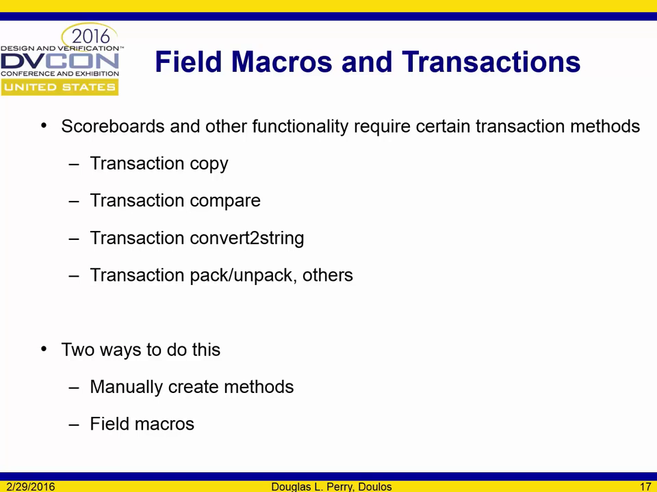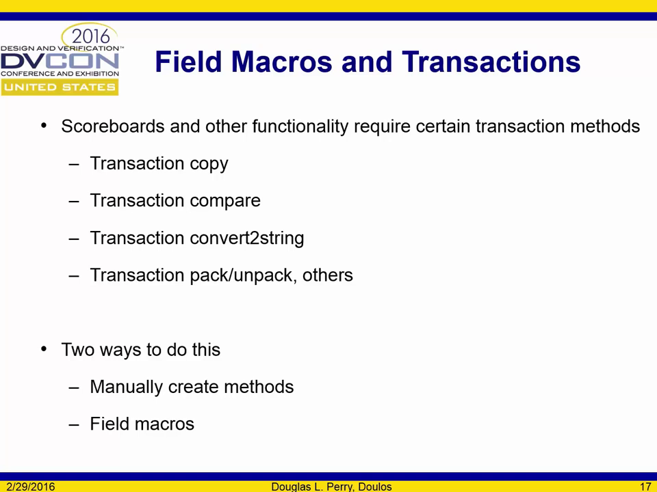So you need a copy basically to just copy the data, because a lot of the transactions and stuff are references. They're references to objects, which of course, if you're mucking around with the references, you can change the wrong data. Secondly, you need a compare, especially if you're doing a scoreboard. It's got to compare the old versus the new, or the expected versus what the actual design is outputting. And then, of course, a convert to string so that it can write out error messages, basically what the error was with a particular transaction. And then there's unpack and pack and a bunch of others that are used.